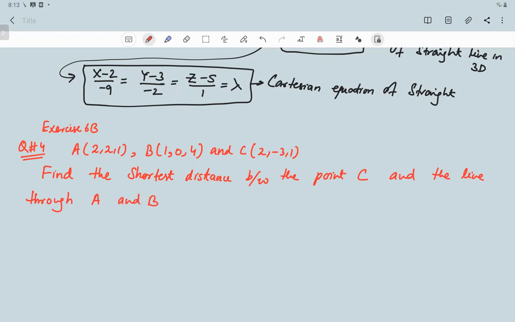Give your answer in the form A under root B over C. Okay. Give your answer in this form. So this is our question of today.